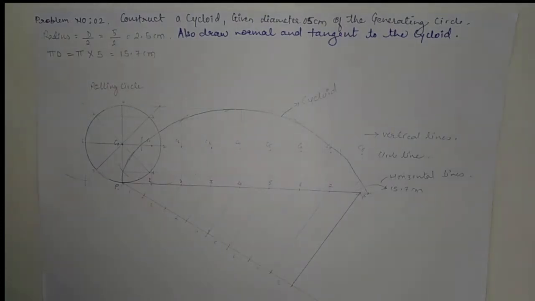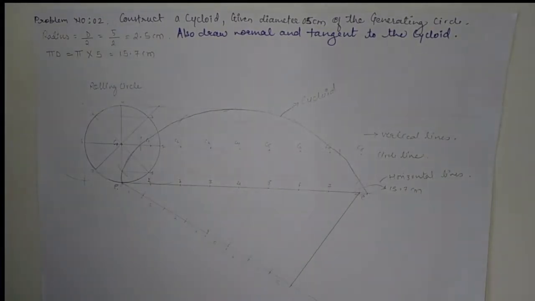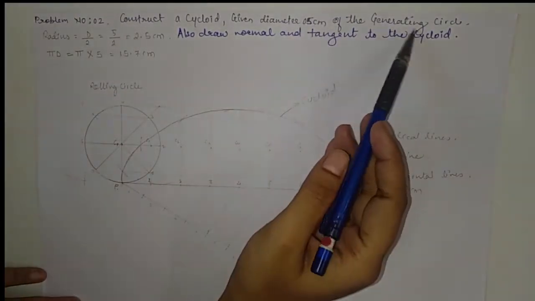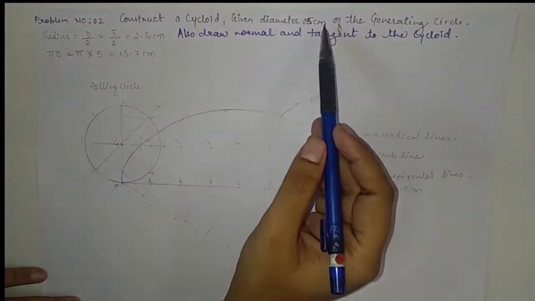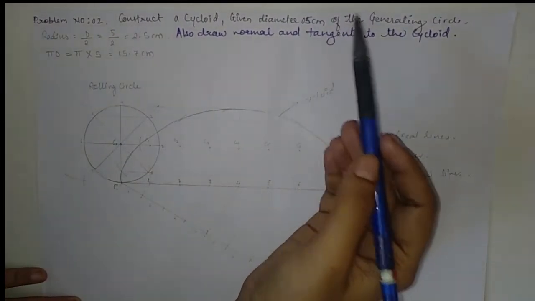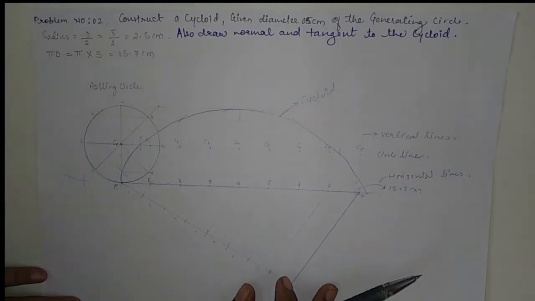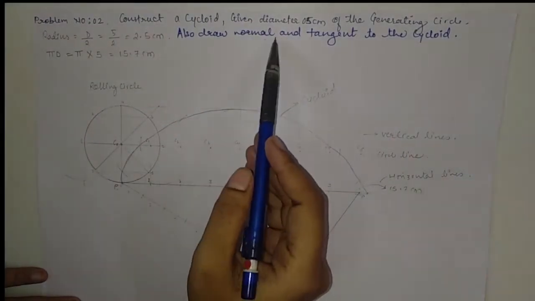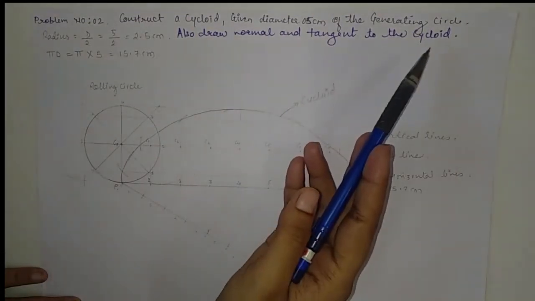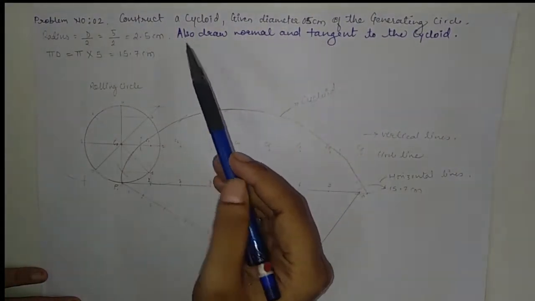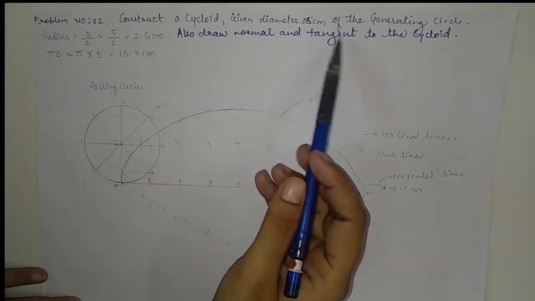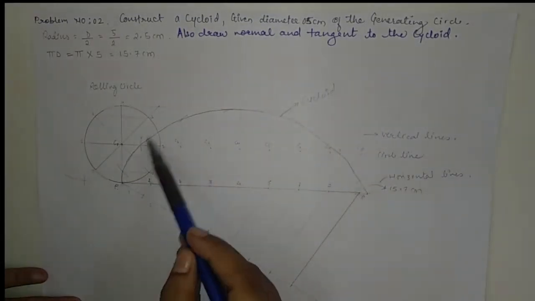In the previous lecture we have studied how to construct a cycloid, and given was the diameter of the generating circle, that was 5 centimeters. Now in addition to this question, there comes a question like also draw a normal and tangent to this cycloid. So we will see the procedure how to draw the normal and tangent to this cycloid.